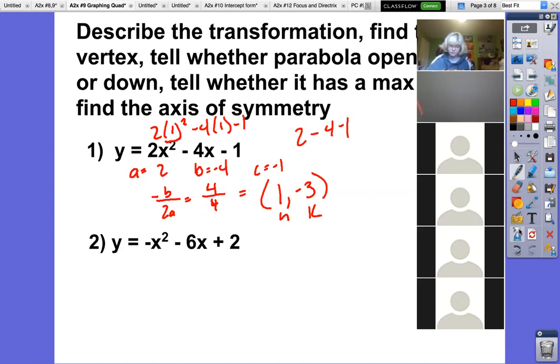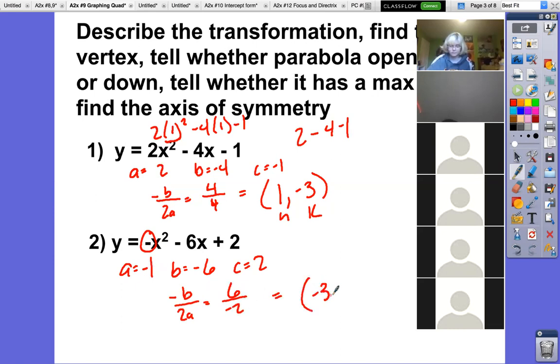Next one, again, I want to give you guys time to get there, and we've only got about 5 minutes left in class. Your A value is -1. Your B value is -6. Your C value is 2. The opposite of B is +6 over 2 times A is -2. So my H coordinate is -3.